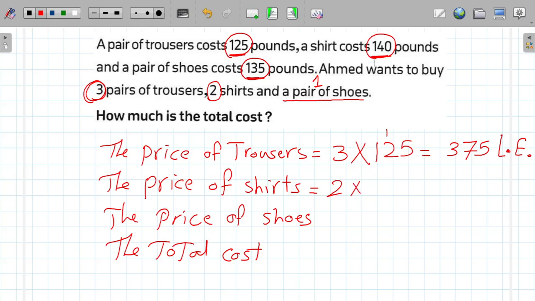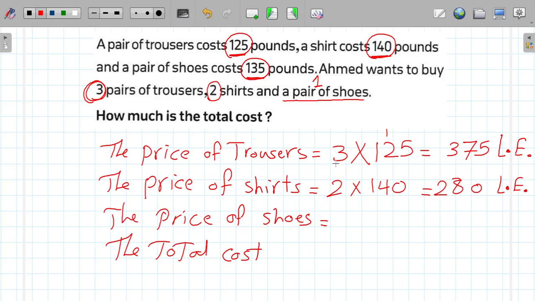Okay, the price of shirts, I want to buy 2 shirts, so the number of shirts is 2, and the cost of every shirt is 140 pounds, so I have 140. So 2 times 0 equals 0, and 2 times 4 equals 8, and 2 times 1 equals 2. So the price of shirts is 280 pounds. Next, I want the price of shoes. So I want to buy just only one pair.